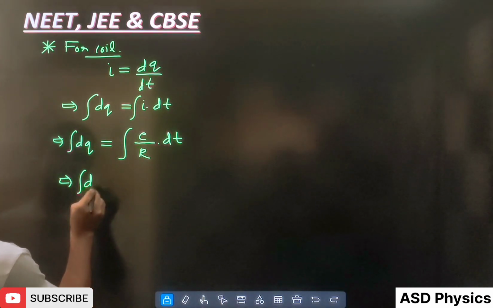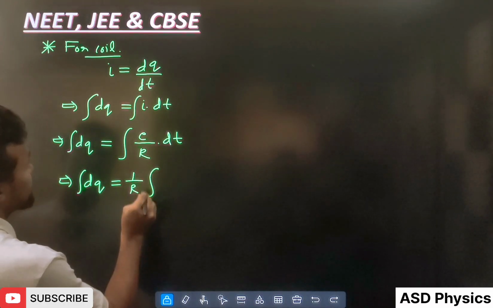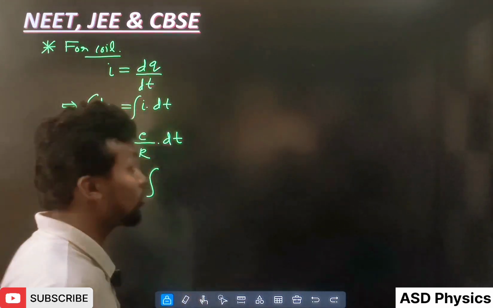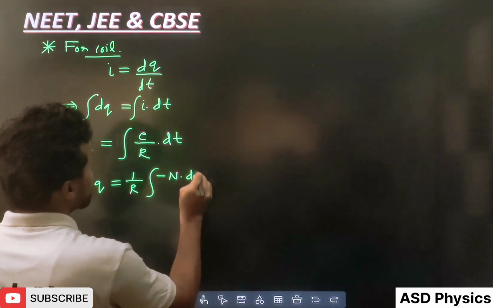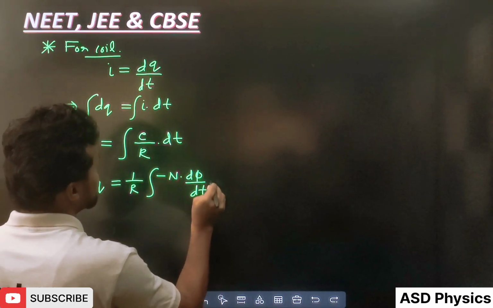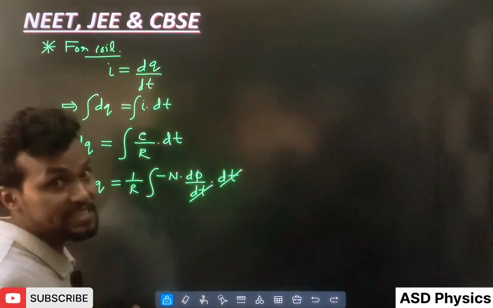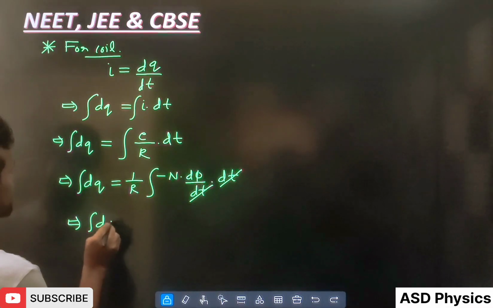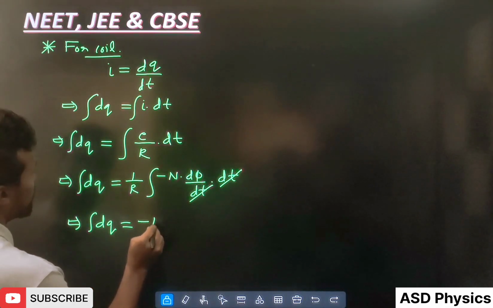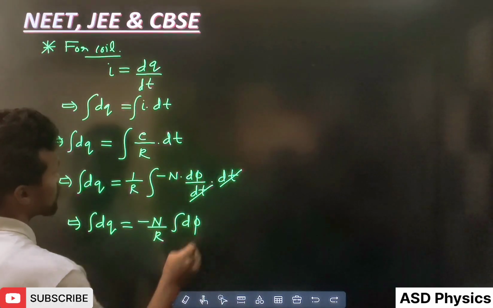Now we can write here, integration of dq is equal to 1 by R, as R is constant. And from Faraday's second law, what is the EMF? You know very well, minus N into d phi by dt. Now this dt and this dt cancel, so we can write integration of dq is equal to minus N by R, and here integration of d phi.